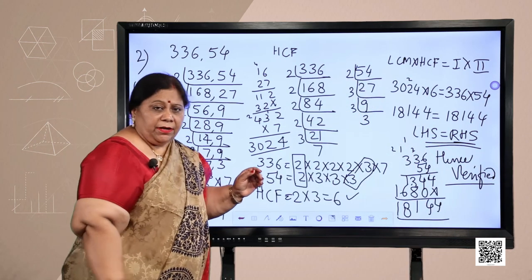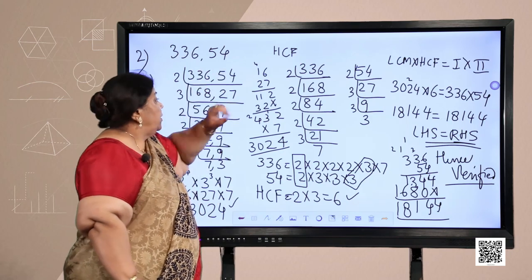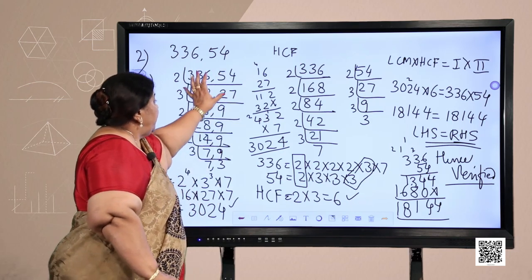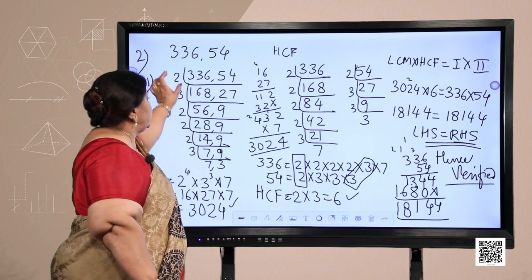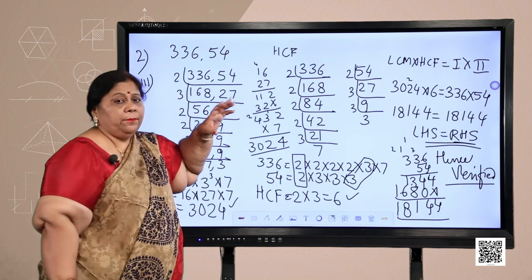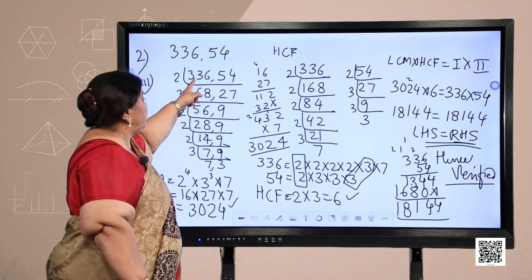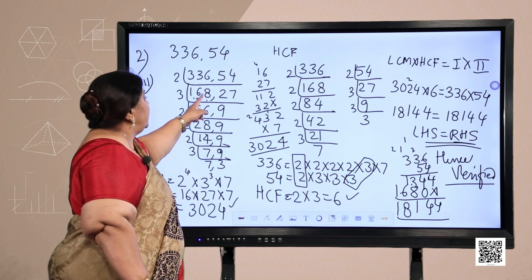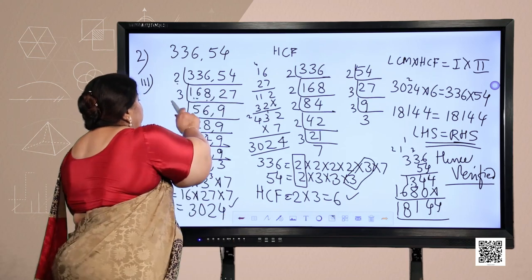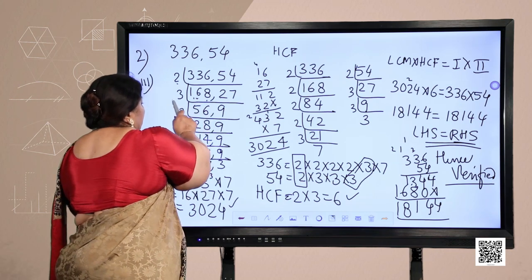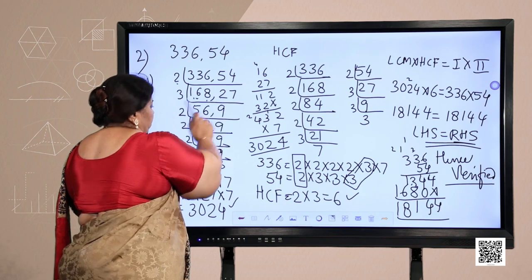Okay, we were calculating HCF and LCM of 336 and 54. For LCM, we have taken the numbers together and we are finding the factors starting with the smallest prime number, 2. 2 1s are 2, 2 6s are 12 and 1 carry, so 2 8s are 16. Likewise, 2 2s are 4 and 2 7s are 14. In this, 3 5s are 15, 3 6s are 18 and 3 9s are 27.